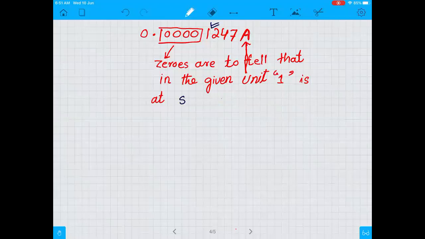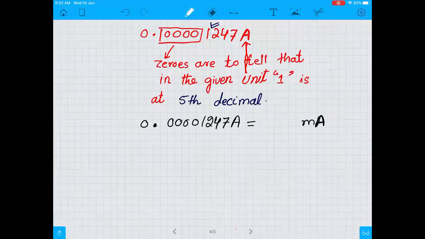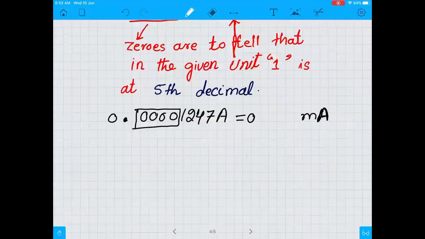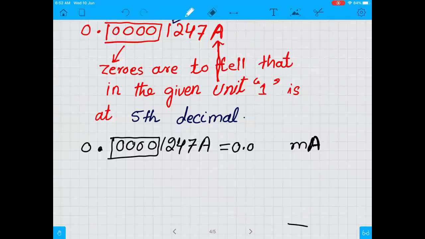is at the 5th decimal in the units of ampere. That's why these zeros are not significant. Just for example, if you convert the unit, if you write this number from ampere to milliampere, 0.00001247 ampere, if you convert it to milliampere, then you have to multiply it with 1000. Now let's suppose you multiply this number with 1000, then it would become 0.01247.